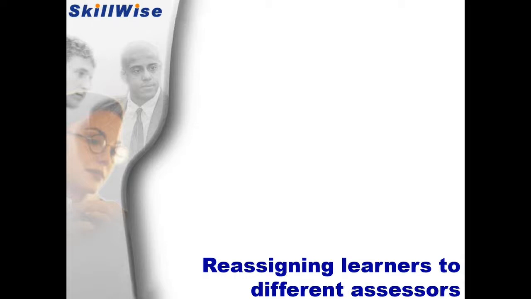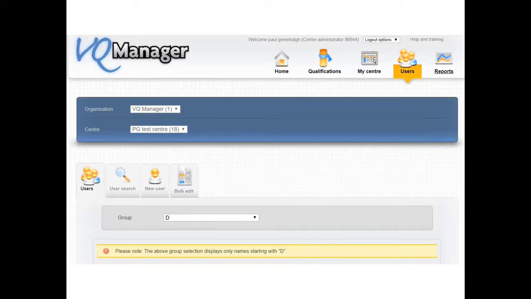Because that assessor is responsible for 20, 30, 50 learners. What happens next? We need to take those learners and assign them to another assessor so that they can continue to progress. Let's have a look at this.